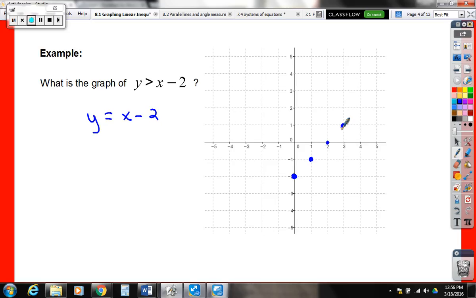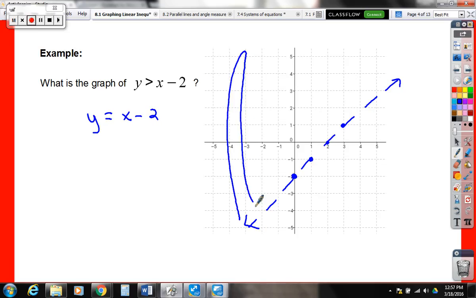Why dashed? Can someone tell me why it would be dashed? Hope? It's not greater than or less than, like, equal to. Right, there's no equal sign in there, so it's not going to include the line itself. So we draw a dashed line. Now, am I going to shade over that line or under that line? Anthony? Over. Over, good. So I'm going to shade over the line.